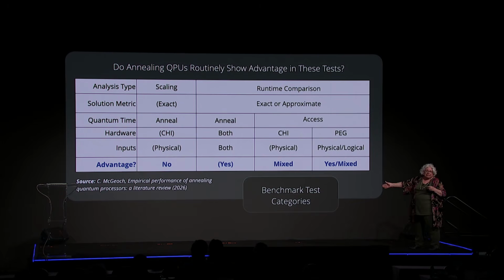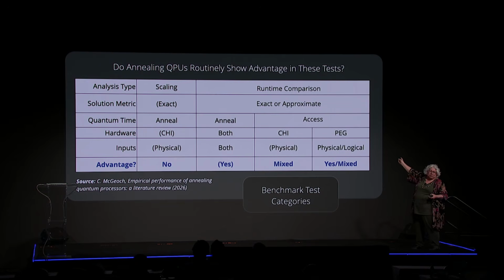You can do a scaling study. There, parentheses means usually, which is like 9 out of 10 cases. They're usually done with an exact metric. They measure anneal times. All but 2 of them are done on Chimera hardware. And most of the time it's done in the physical problem domain. And you look at this body of work, and the answer is just always no. All but 1 comes up, no, it doesn't work.